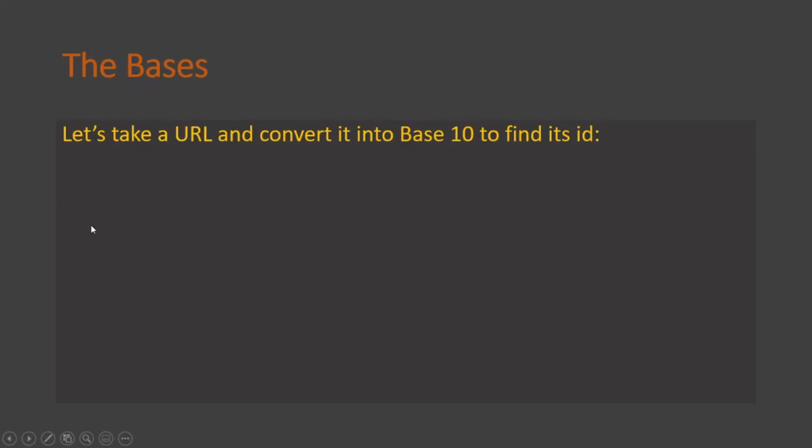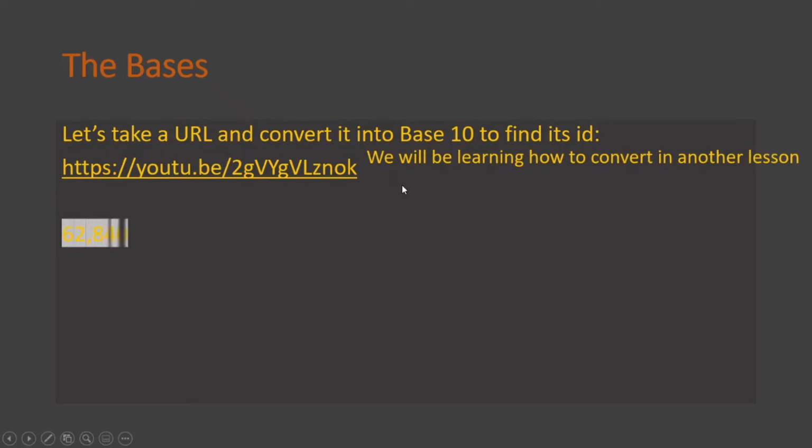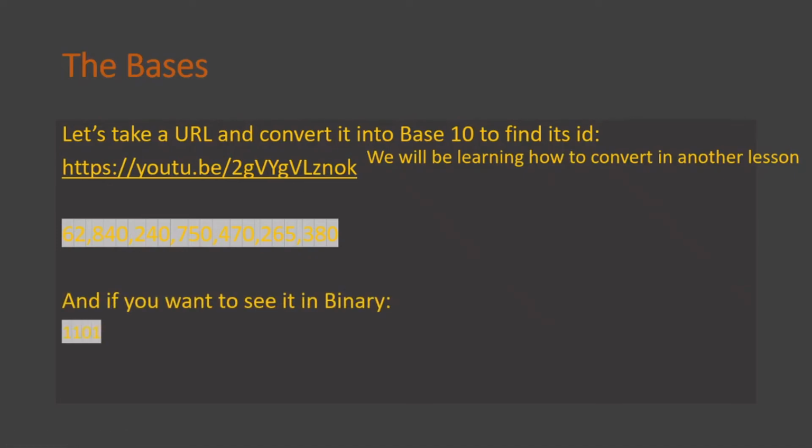Just like this. So let's take a URL of my other video, which you can find in the info card up above, here. Right. So let's convert this into base 10 and see what it is. We'll go over how to convert in other videos, but for now, just look. We get 62 quintillion, 840 quadrillion, 240 trillion, 750 billion, 470 million, 265,380. That's a very long URL, and that's the reason YouTube shortens it just to an 8-digit base 64 number, right? Or ID.